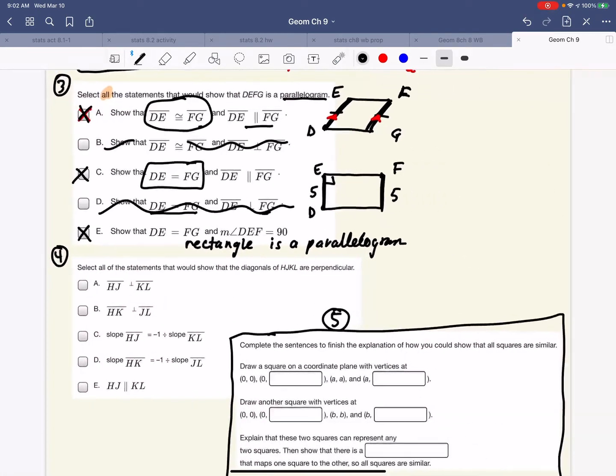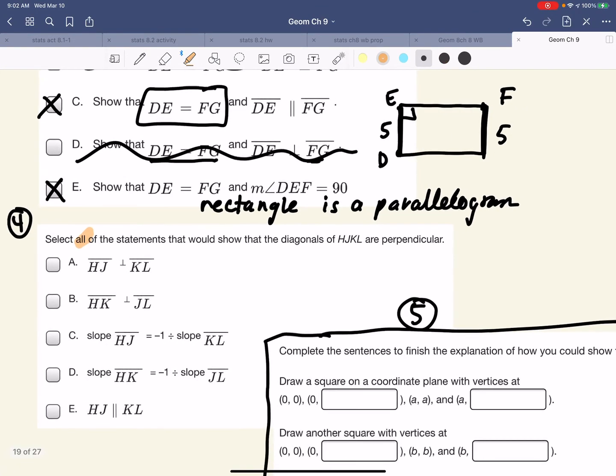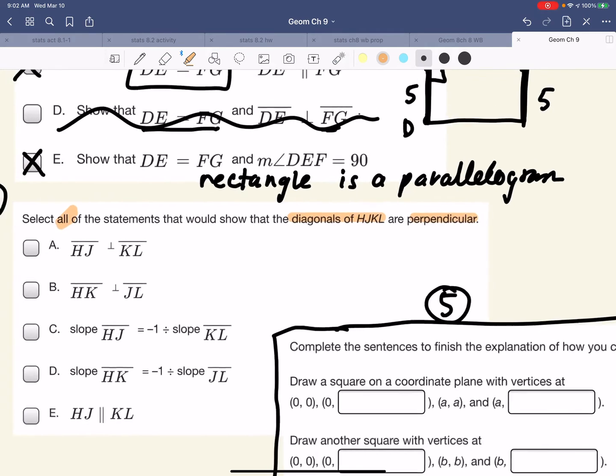All right, 4. Select all of the statements that would show that the diagonals are perpendicular. Okay, so if I have H and J, when are diagonals perpendicular? That happens when I think you have a square, a rhombus really. So let's try to draw a rhombus here.